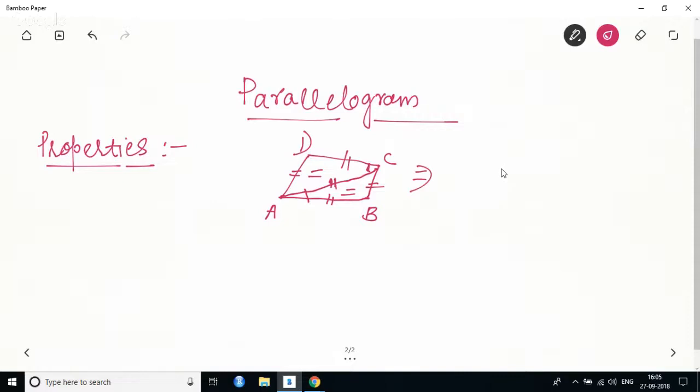Hi Anirudh, oh okay, Anirudh has also joined, good.